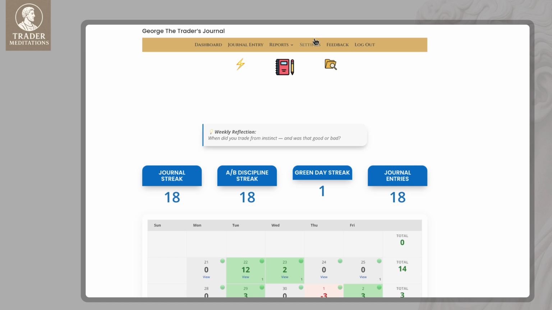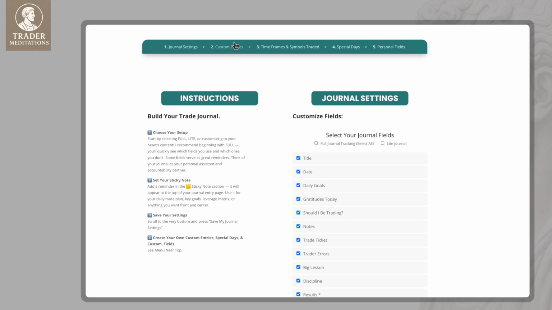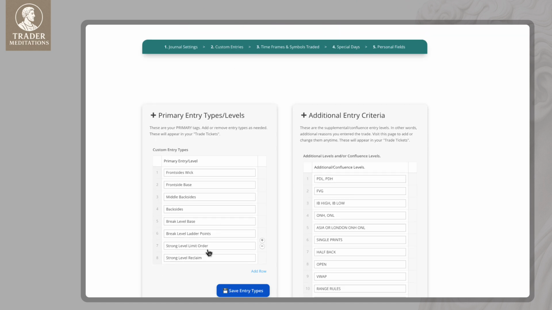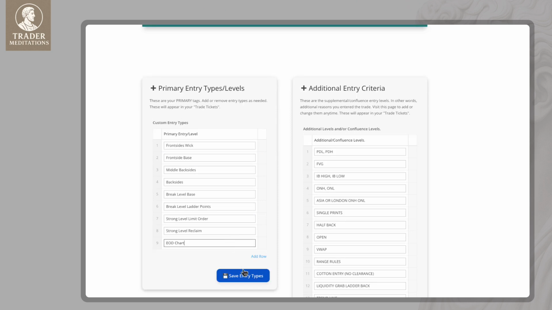So let's come to settings. Let's come to custom entries. And you would want to add a new field called end of day chart. You could also call this the 100 break level challenge if you wanted to do it this way, but I would just do an end of the day chart entry.